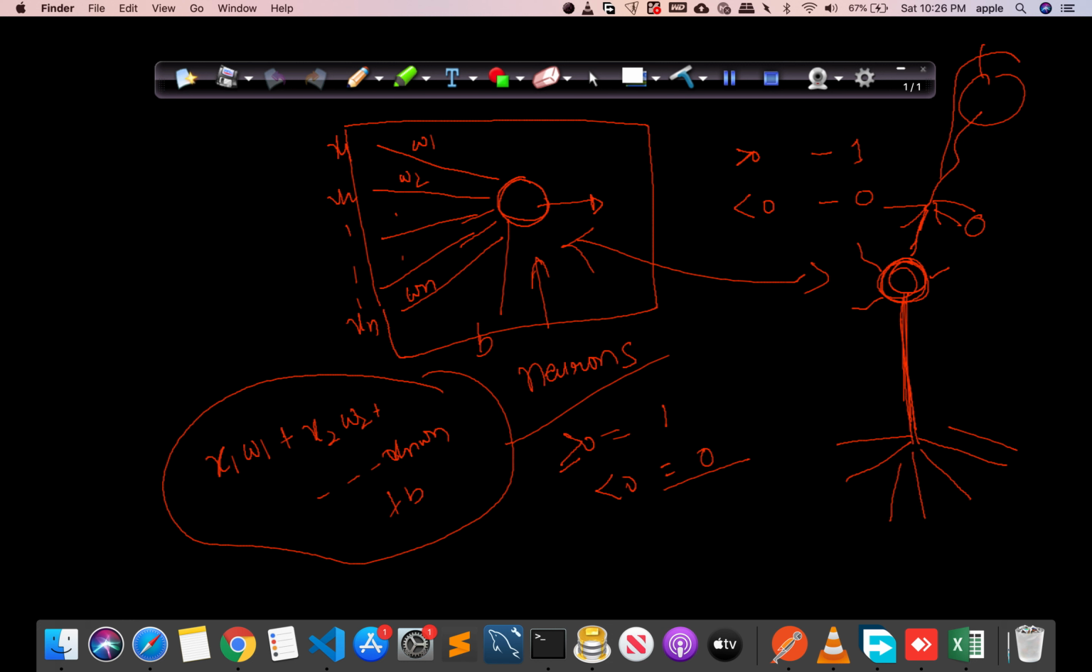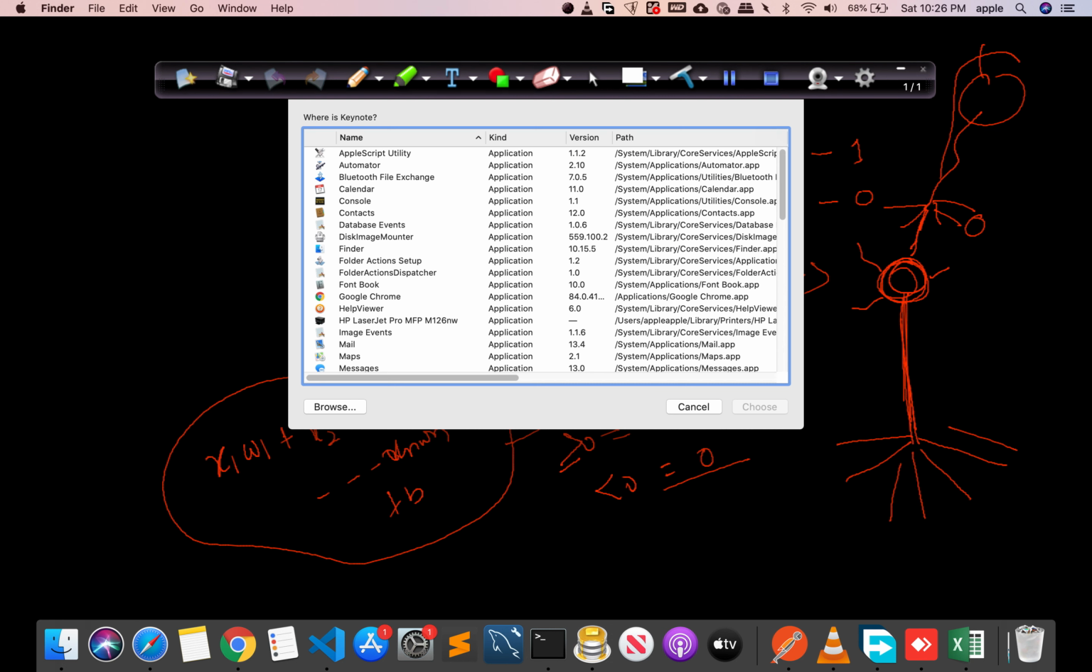But in practical purposes, we will not use this kind of formulation. We will have a function here, and that function can be a sigmoid function, a tanh function, or any function of your choice. When it has some function and they are interconnected with each other, in general terms we call them neurons. Let me show you how that is done.